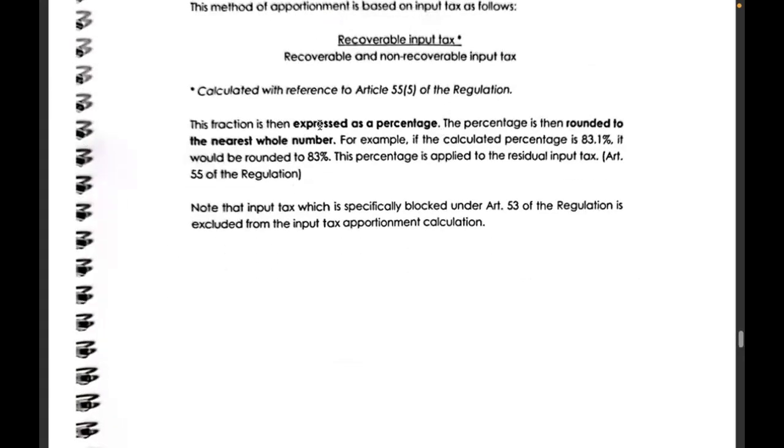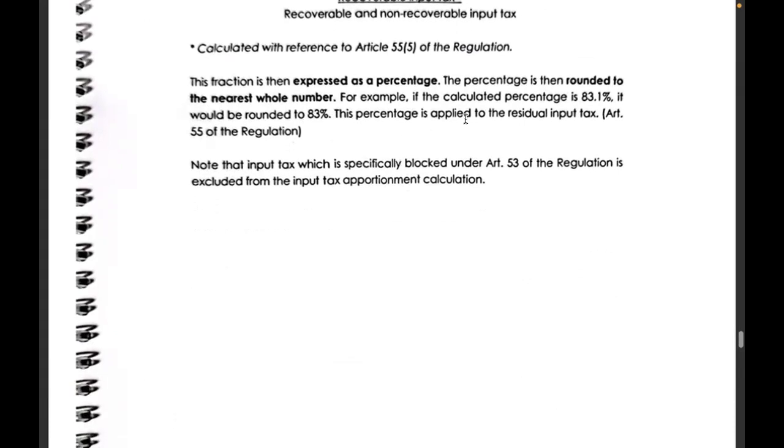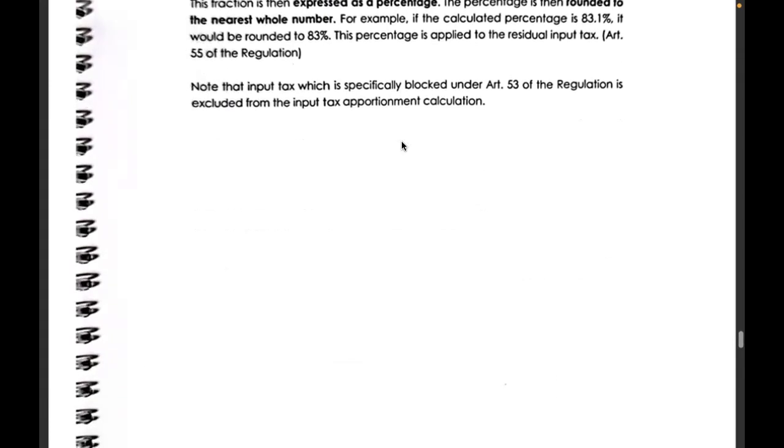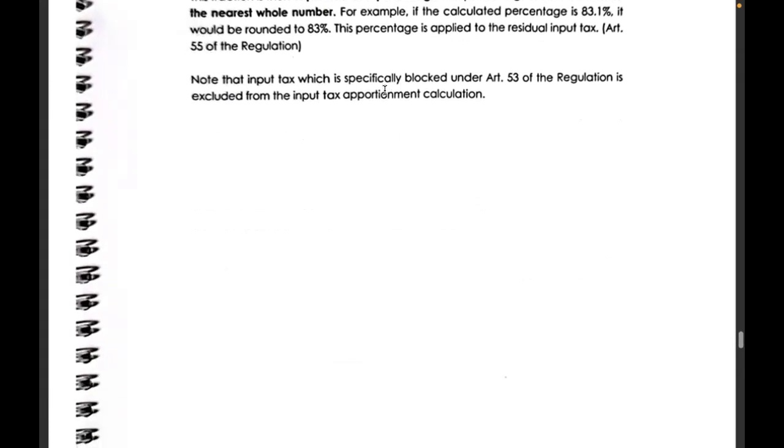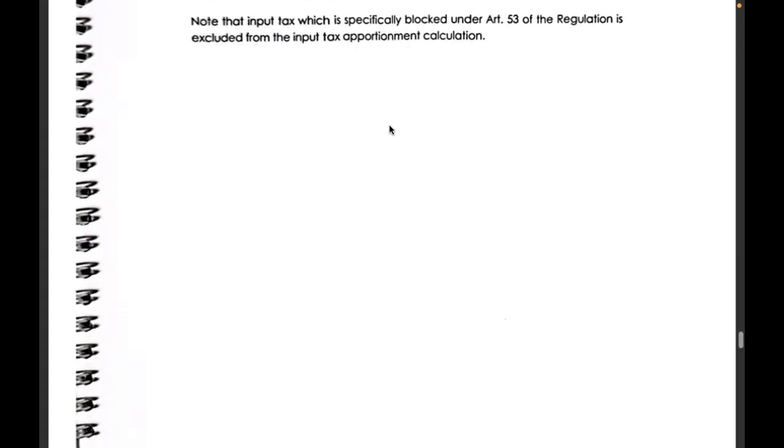So this fraction is expressed as a percentage. And then it is rounded to the nearest whole number. For example, if the calculated percentage is 83.1%, what we will do is we'll simply round it off to 83%. This percentage is applied to the residual input tax that we saw up there. Note that the input tax which is specifically blocked is excluded from the input tax apportionment calculations.